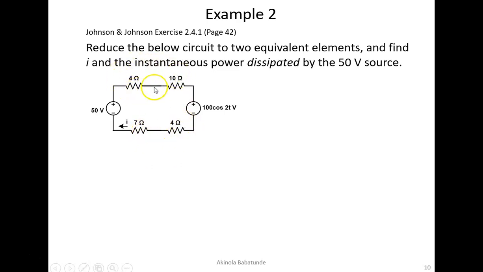These resistors, 4 ohms and 10 ohms, are connected in series. The 7 ohms and 4 ohms are also connected in series. As you can see, there is only a single current entering all of the nodes in this circuit. So we can say all the 6 elements in this particular circuit are actually connected in series.